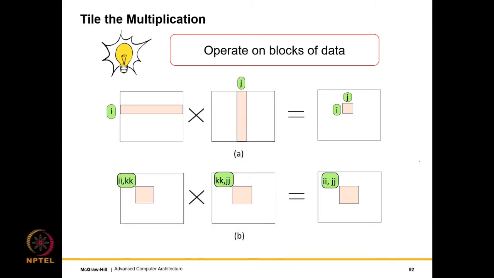So this is also called blocking. We will see why it is called blocks, but let's look at the idea. So what is the idea? Well, the idea here is that let's first look at the default scheme.